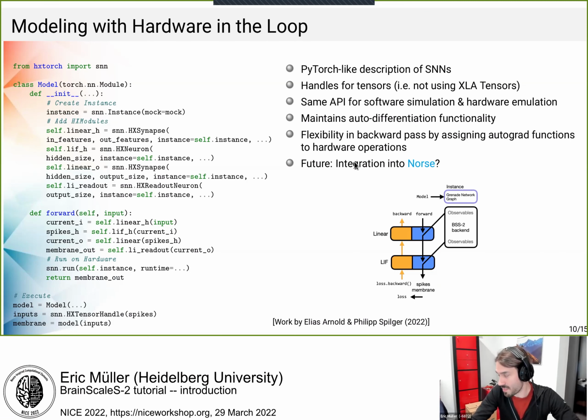And the future step here is we aim for an integration into Norse, and Norse is another API for modeling with spiking neural networks on PyTorch. It already supports GPU-based acceleration, more or less obviously, and it's also nicely benchmarked. Christian Pehle is one of the authors here. So it's an interesting API, and yeah, we aim for it also for a BrainScaleS-2 backend.